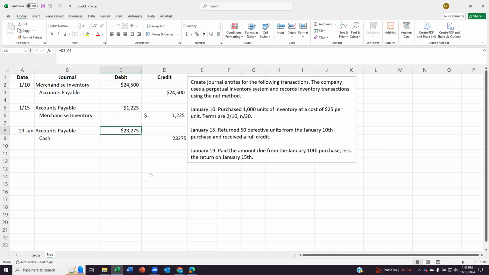I hope that makes sense. We would only have to change this last entry if we ended up not paying within the discount period, because then we would have to factor it back to full price with the net method. So just recognize the main difference is with the gross method, we assume no discount. And then if we pay within the discount period, we calculate that discount. With the net method, we assume a discount up front.